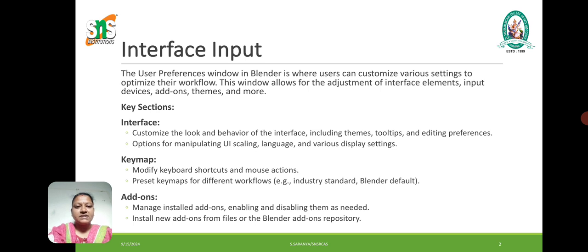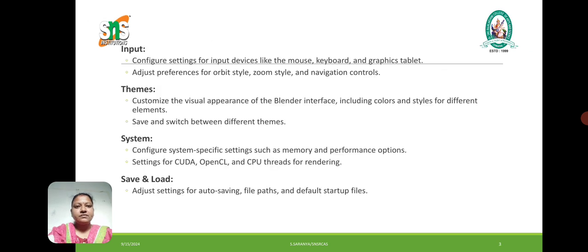Add-ons. Manage installed add-ons, enabling and disabling them as needed. Install new add-ons from files or the Blender add-ons repository. Next is input. Configure settings for input devices like mouse, keyboard and graphic tablet. Adjust the preferences for orbit style, zoom style and navigation control.